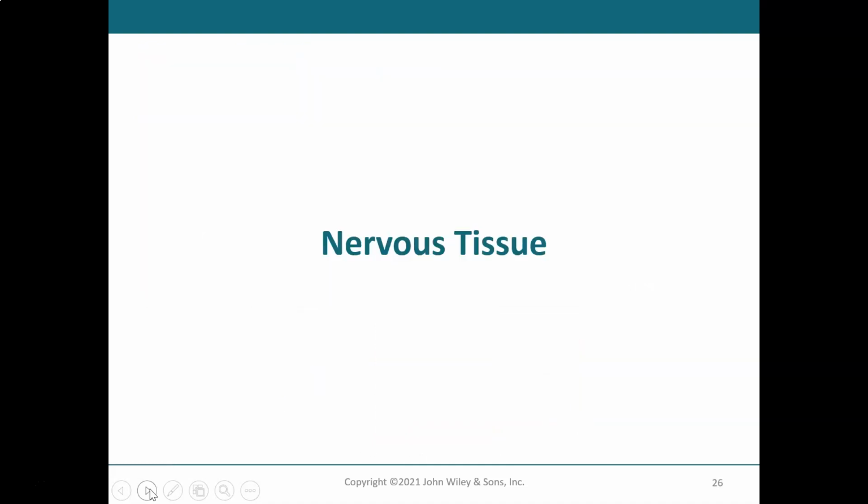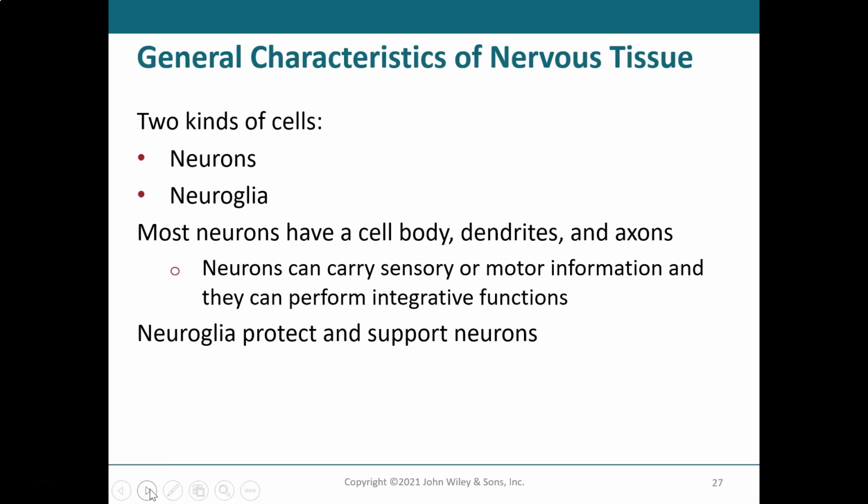Next up, we have nervous tissue. So nervous tissue is composed of only two principal kinds of cells. We have neurons, and we have neuroglia.